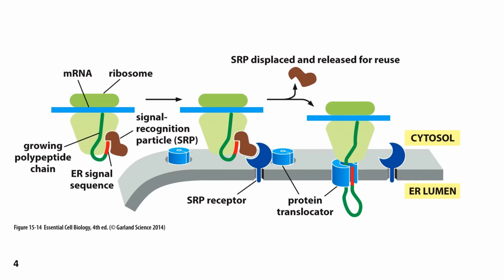Again, as the mRNA is being translated, that ER signal sequence will be recognized in the cytoplasm by SRP, signal recognition particle, and binding of SRP to that ER targeting sequence will cause the ribosome to halt translation until the complex is able to bind to an SRP receptor in the ER membrane. The SRP receptor will transfer the complex to a translocator protein, and when that occurs, the SRP is displaced because of GTP hydrolysis, and at that point, translation can continue.